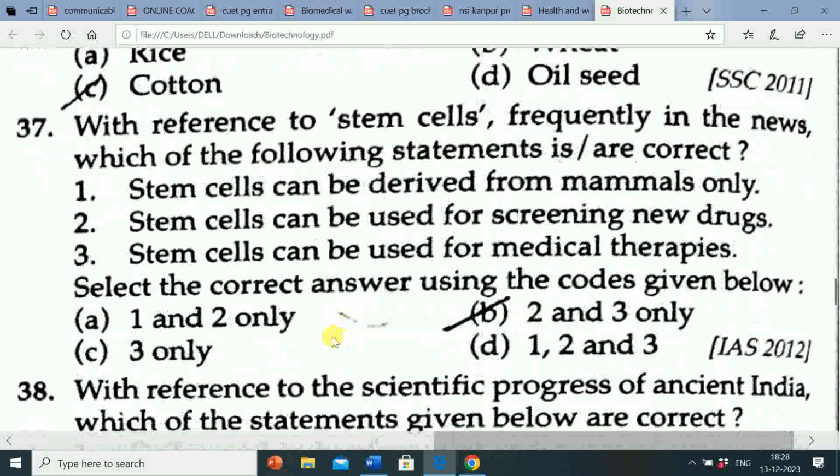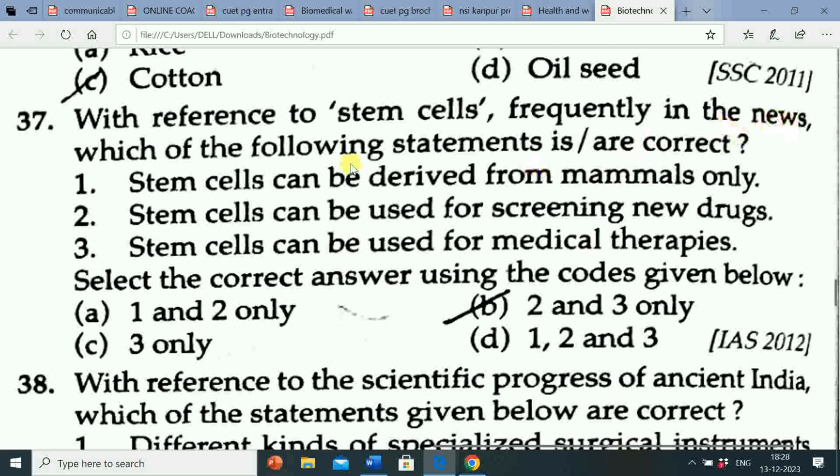Next question is, with reference to stem cells frequently in the news, which of the following statements is or are correct? First statement, stem cells can be derived from mammals only. Second statement, stem cells can be used for screening new drugs. Third statement, stem cells can be used for medical therapies. Select the correct answer using the codes given below. So the correct answer is option B, that is second and third statements are correct.